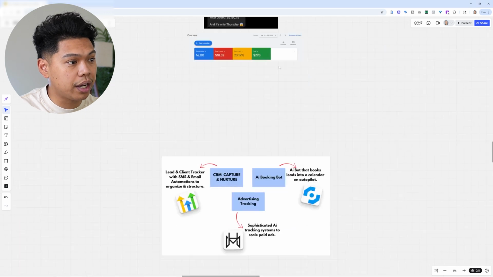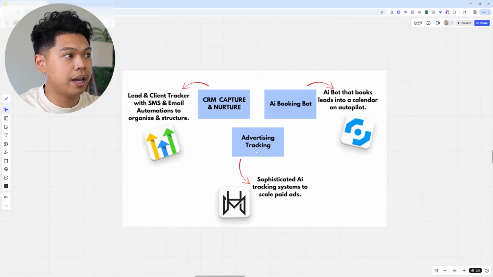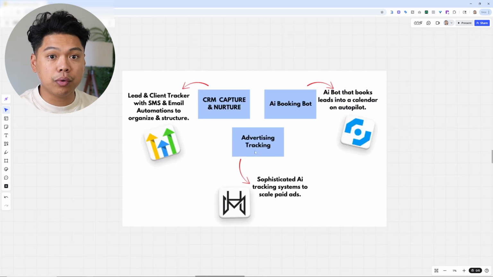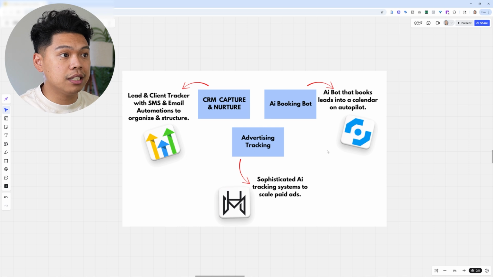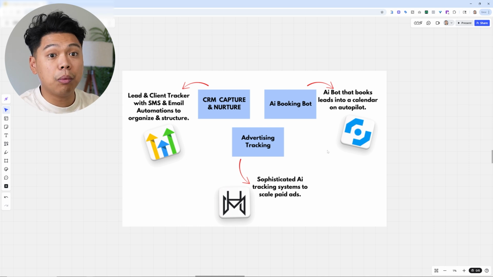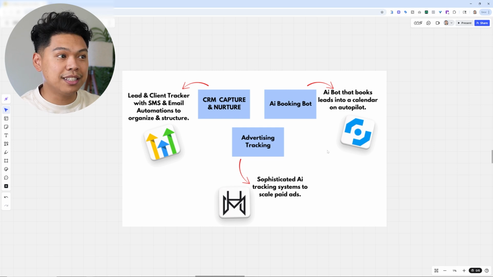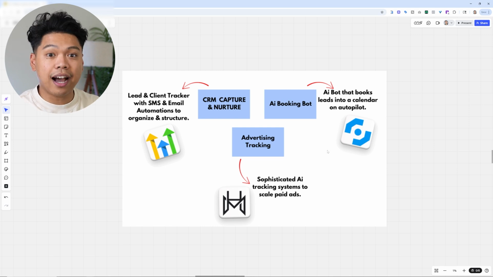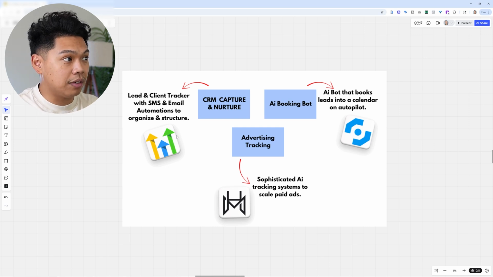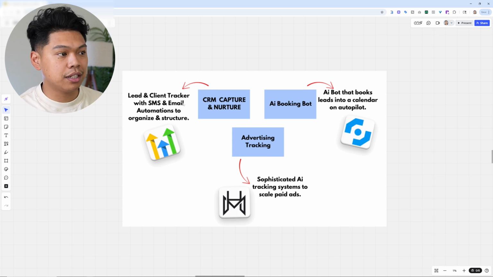Now, something I want to show you guys is what that actually looks like, okay? So we have a full funnel, a full system. Without any of these pieces, this wouldn't work. So I wouldn't even help somebody set this tracking up if they don't have these pieces in, because this is what makes these results the highest. Again, you go to Go High Level, which is a lead and client tracker with SMS, emails, and automations to organize and structure. So we need a CRM capture and nurture system, and that's Go High Level. I have great walkthroughs on Go High Level, you guys can check those out.